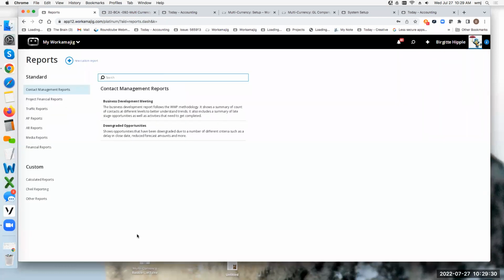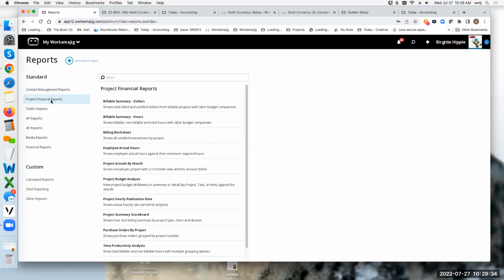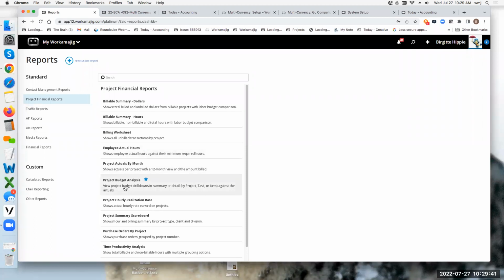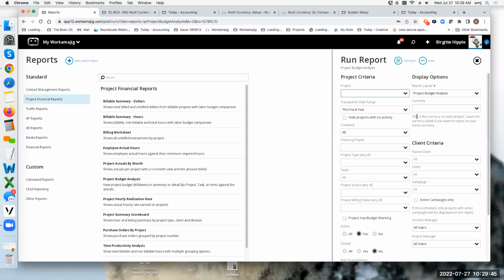So this becomes very important to understand, and this kind of goes along with that active projects page. When I look at project financials, one of the reports I love to show is the project budget analysis report. On that report you now have a currency field. Blank equals your home currency. So if I run this, I will see every project that is in my home currency.